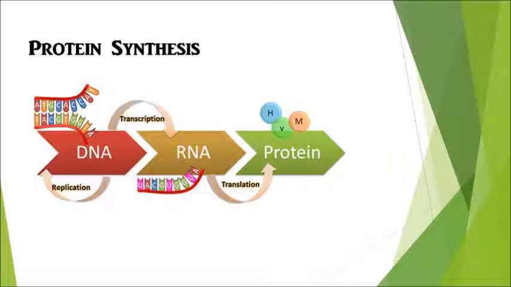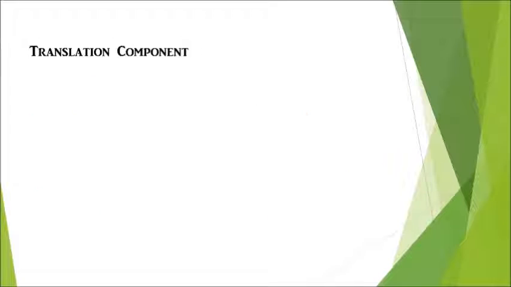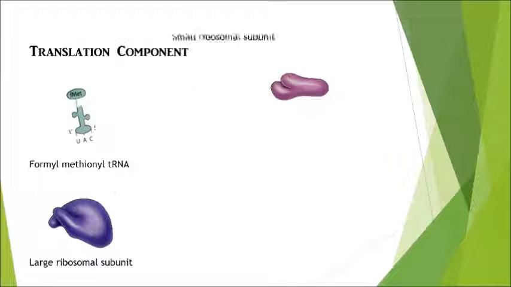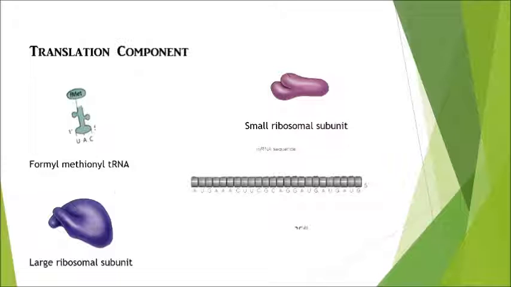To complete protein synthesis, we need to undergo the translation process, which consists of 3 steps. First is initiation, next elongation, and lastly termination. Now we go with the translation components. The first component is tRNA, large ribosomal subunit, small ribosomal subunit, and lastly mRNA sequence.